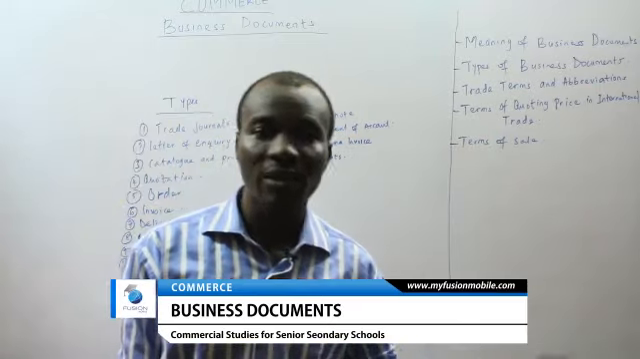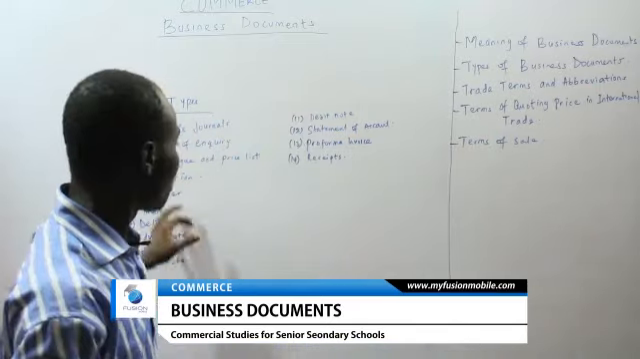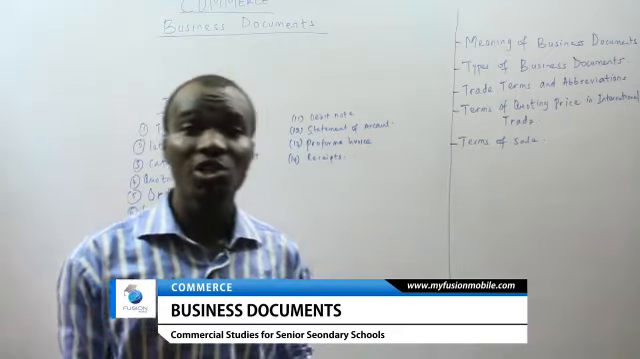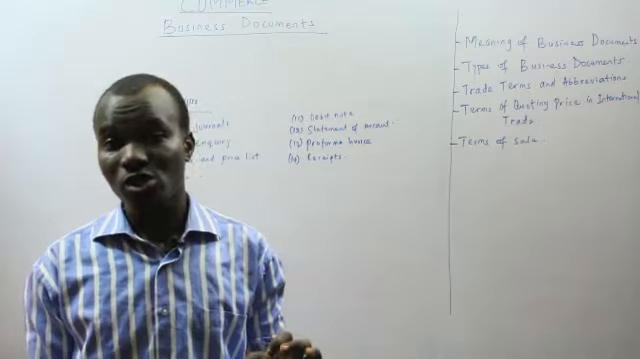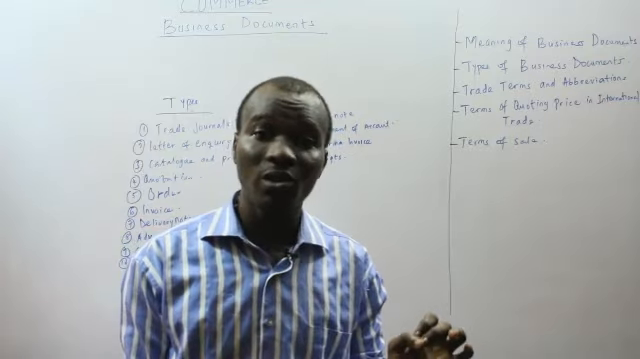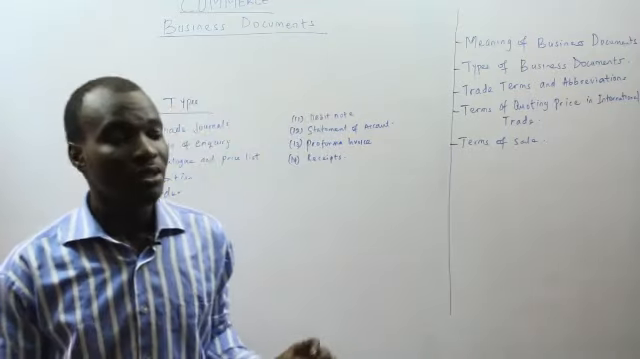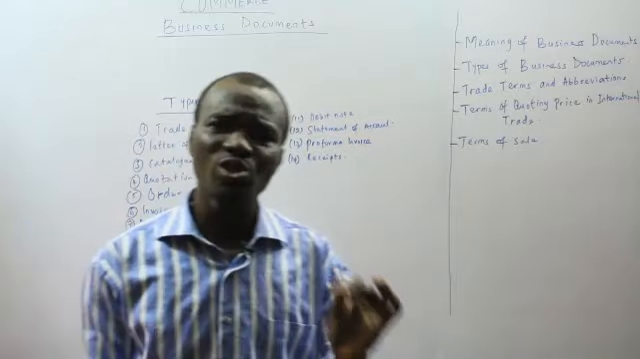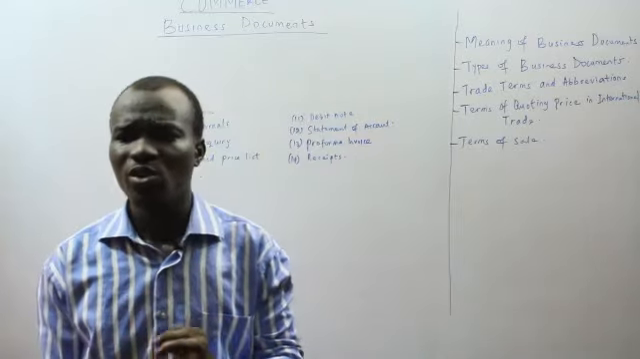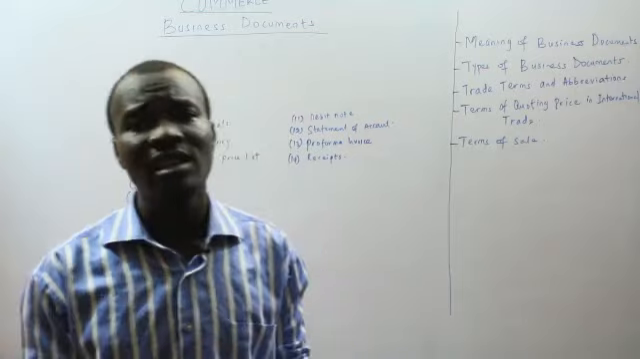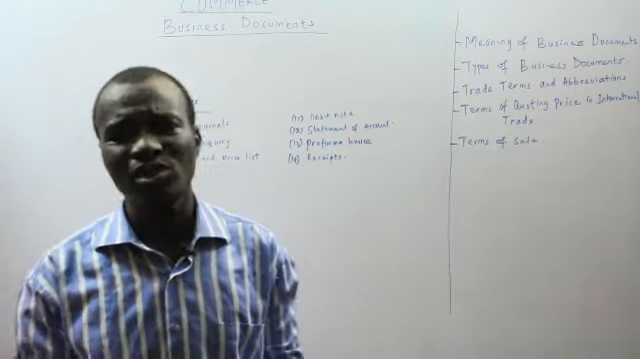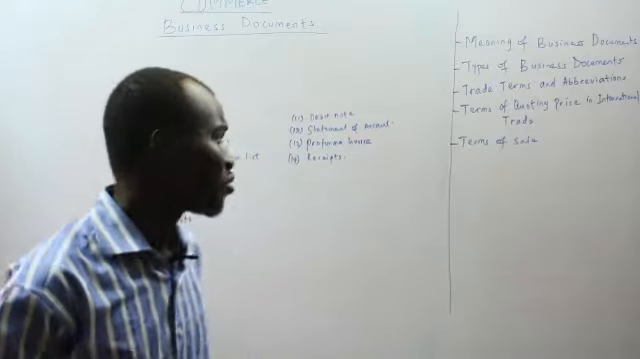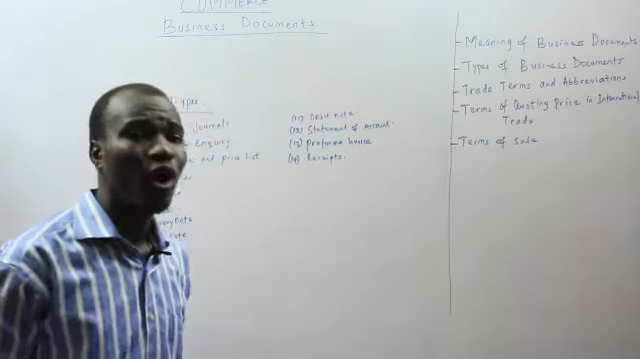So when talking about the uses of quotation, we usually use it to answer a particular order. The supplier uses it to answer a particular order made by the buyer, and the quotation also shows the current price of the goods. It shows all the current prices of the goods that are being requested by the buyer, and it also shows the terms of trade. So these are the uses of quotation.